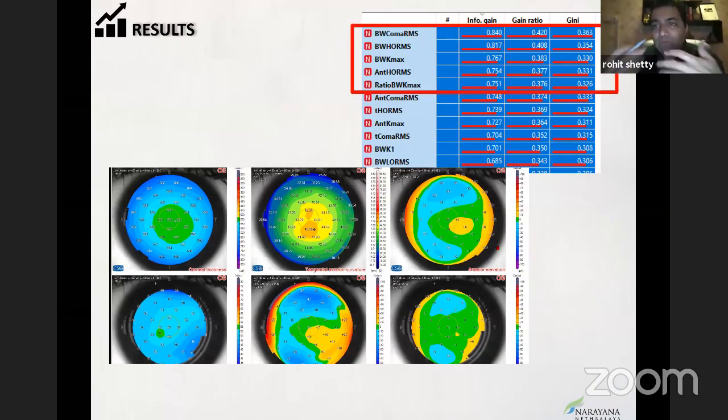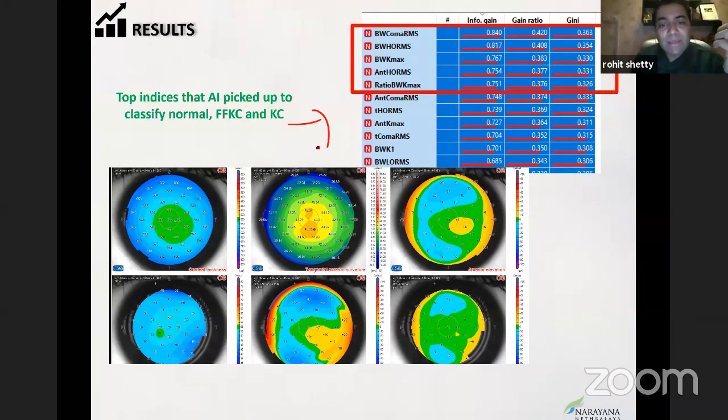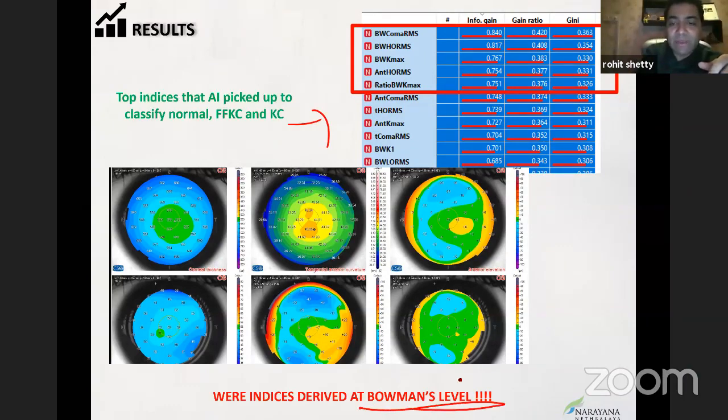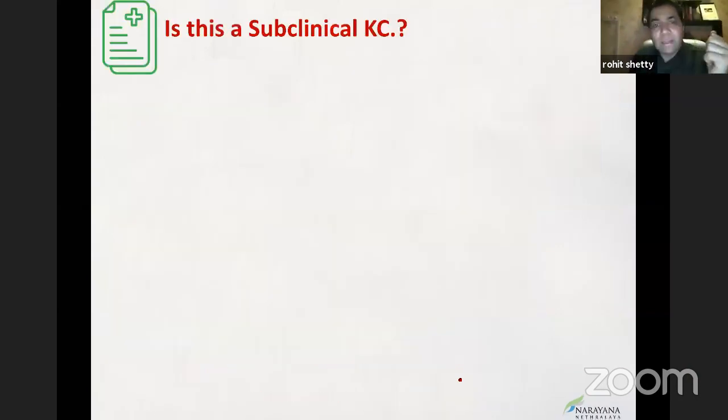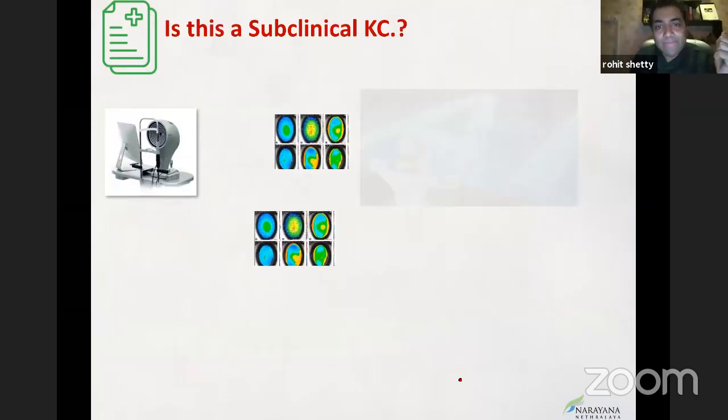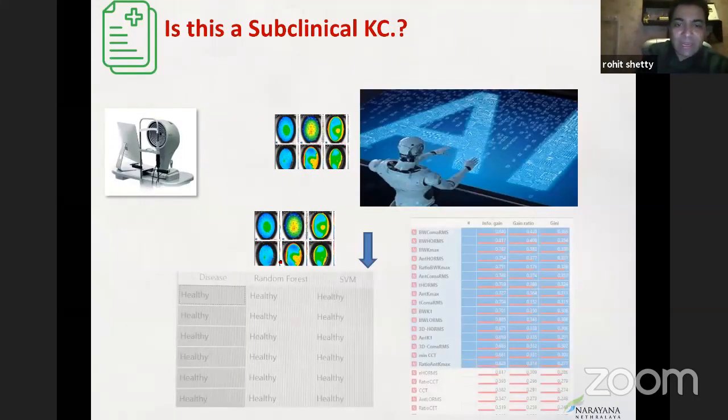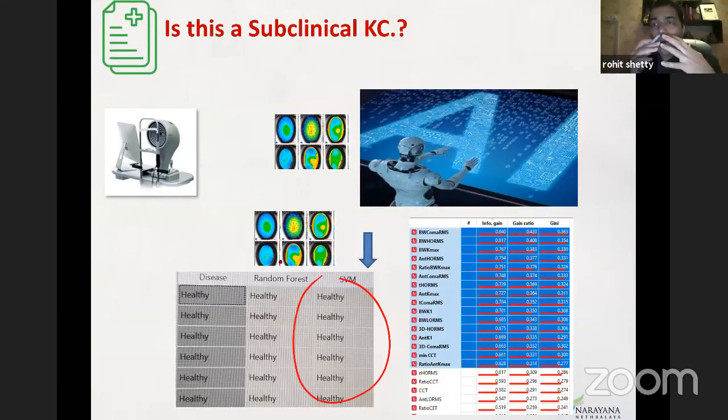And this is a software which we built. It's on our own, and we did a lot of indices. We're doing an AI on it, and we picked up that all these indices were at the Bowman's level, not at the epithelial level. And the AI did say that it's healthy in all the parameters, because it had a baseline. AI needs a baseline to read unhealthy corneas.